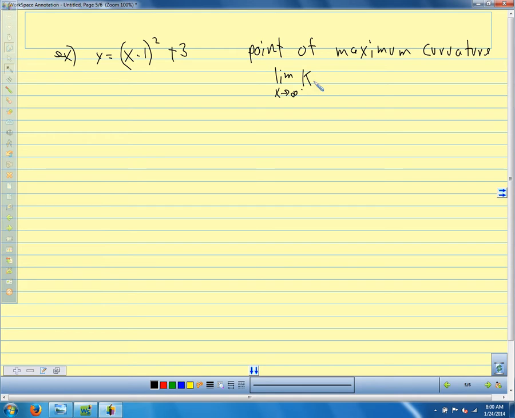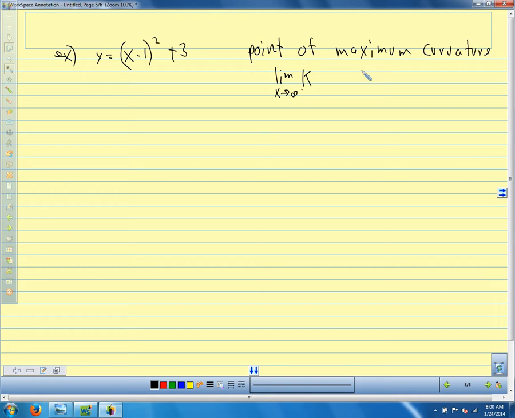So intuitively, looking at this, what's this graph? If we graph this, what's it going to look like? A parabola. Where do we think the curvature is going to be maximum? At the vertex. Intuitively, the curvature should be maximum at the vertex.